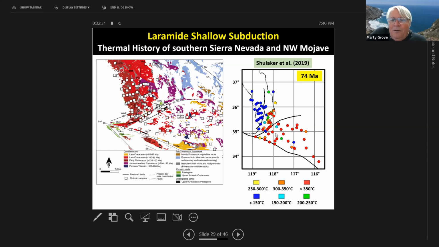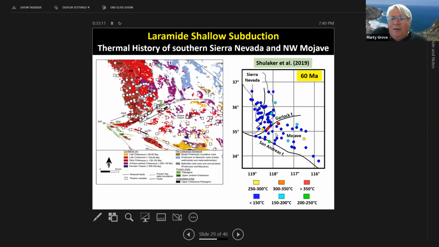Here's 74, 70. By 65, most of this region has cooled below 150 degrees. And as I mentioned in the introduction, parts of the Sierra Nevada are believed at 10 kilometers depth to be somewhere between 100 to 150 degrees today. So if it was 150 degrees, that would be a geotherm of 15 degrees C per kilometer. So the geotherms are still not recovered from the shallow subduction event.